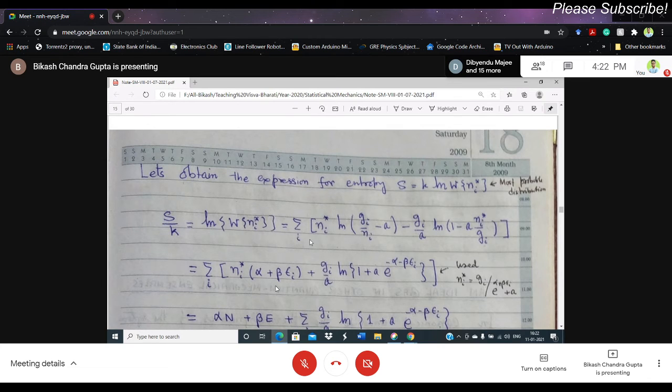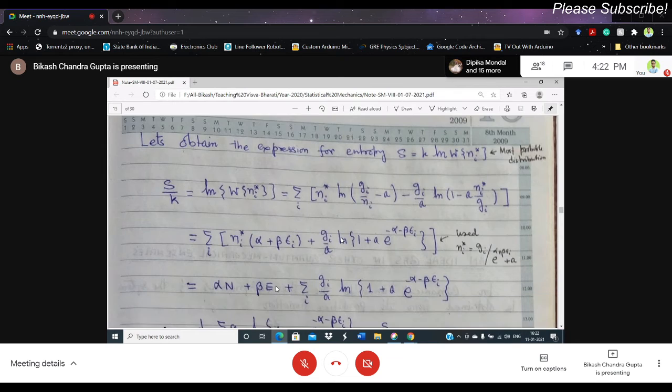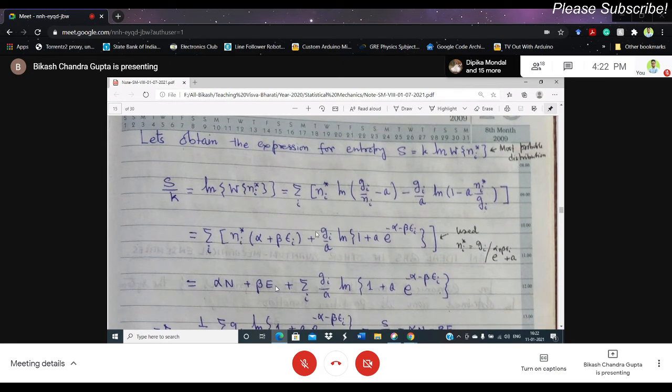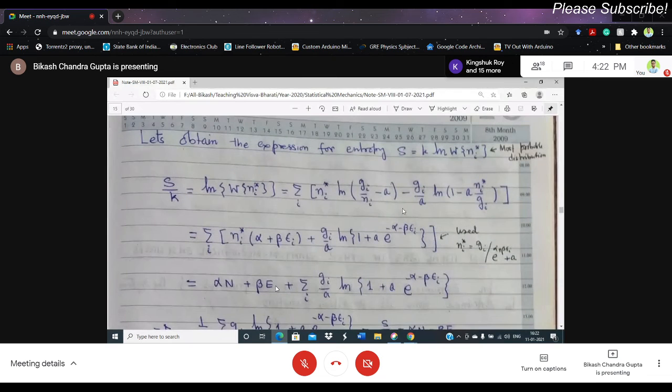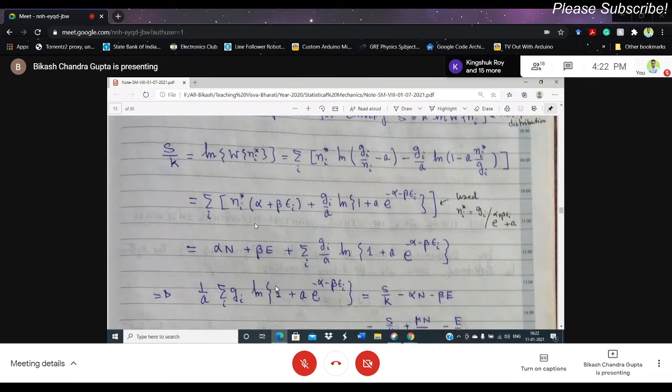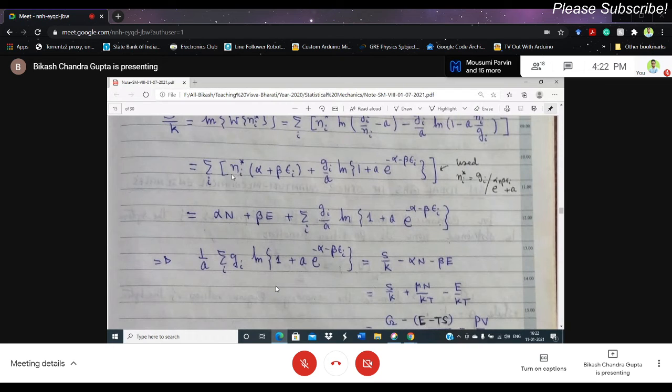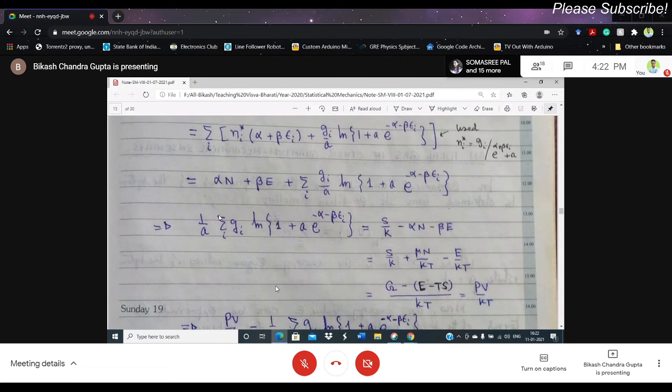corresponds to the expression for W n star, and it's this. Then you can write gi ni, because gi by ni, you have this expression, you can use that. If you use that, you will get this, and that will give you this. Summation of ni definitely has to be N. Summation of ni star epsilon will give you E, and the other stuff is this. Therefore, this entire thing equals S by k on the left side, minus alpha N minus beta E.